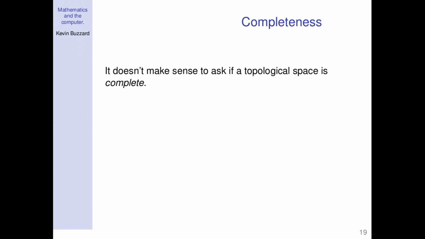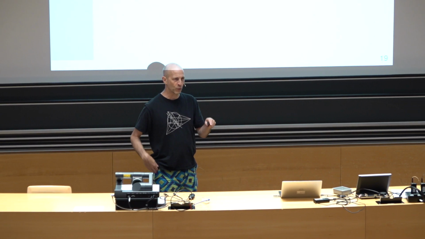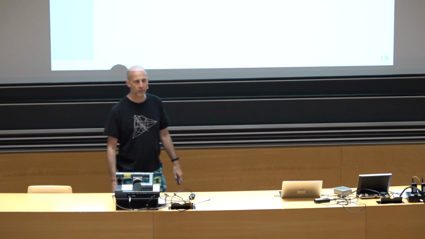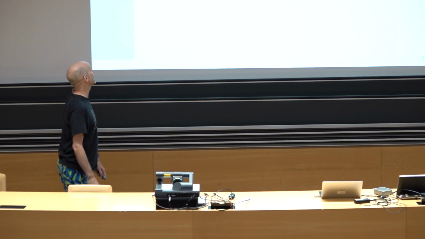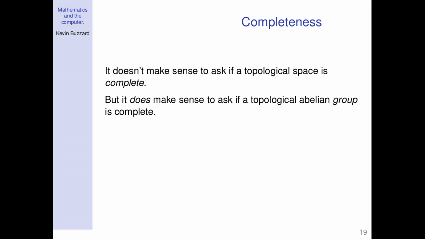So now I want to talk about completeness, and completeness is not a topological concept, right? The reals and open (0,1) are homeomorphic, and one is complete and one is not. But you can talk about metric spaces being complete, and there's something called a uniform space that lives between a metric space and a topological space, and you can talk about uniform spaces being complete. And that's the reason why we can talk about a topological abelian group being complete.